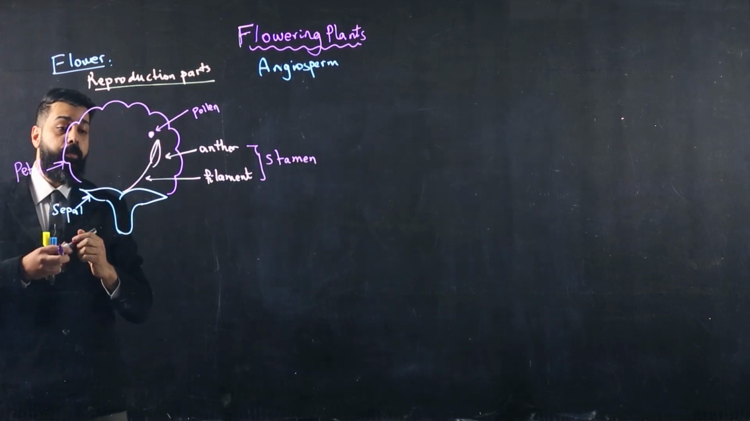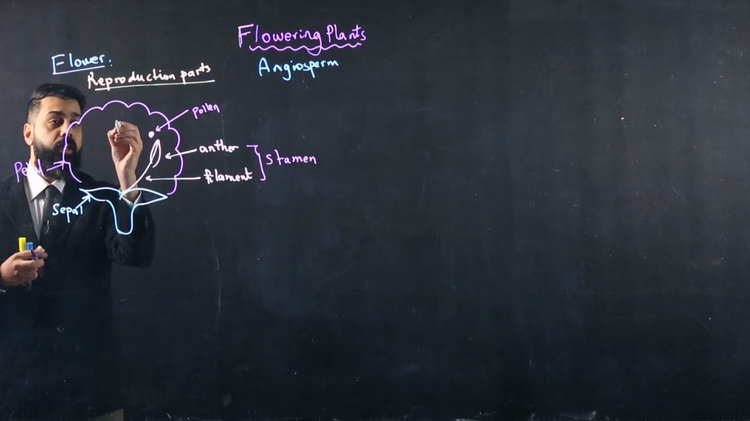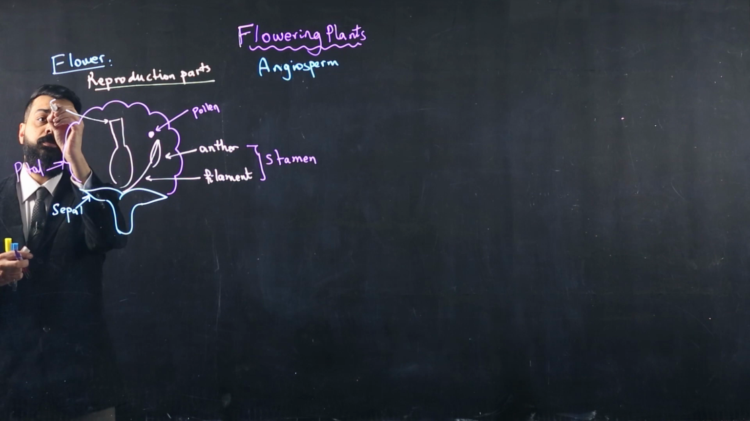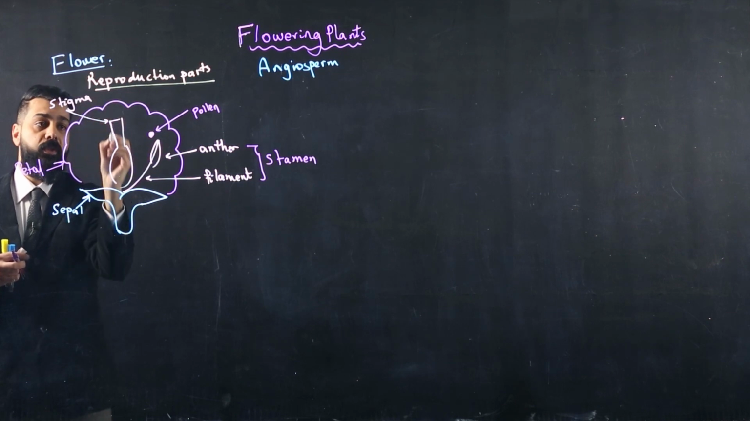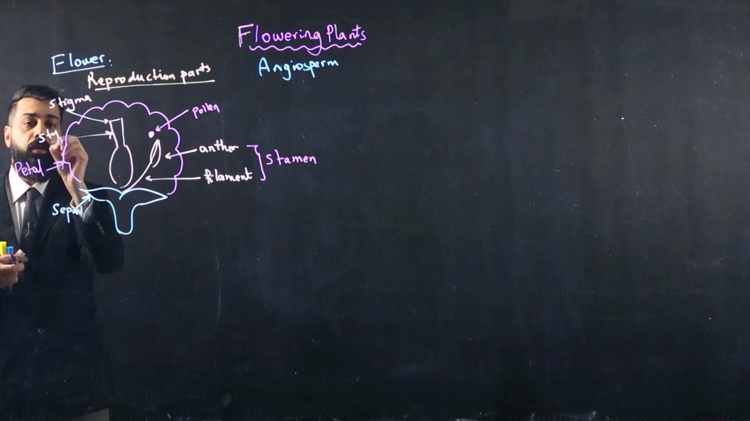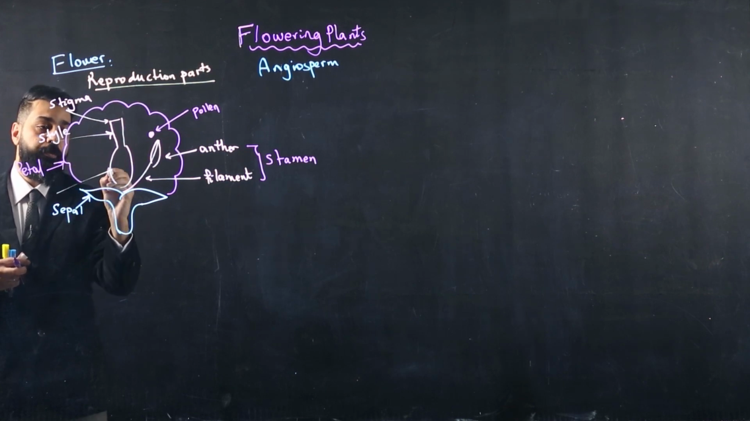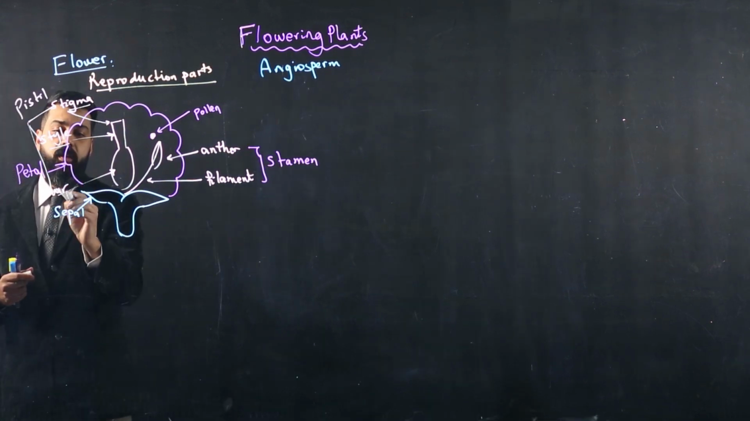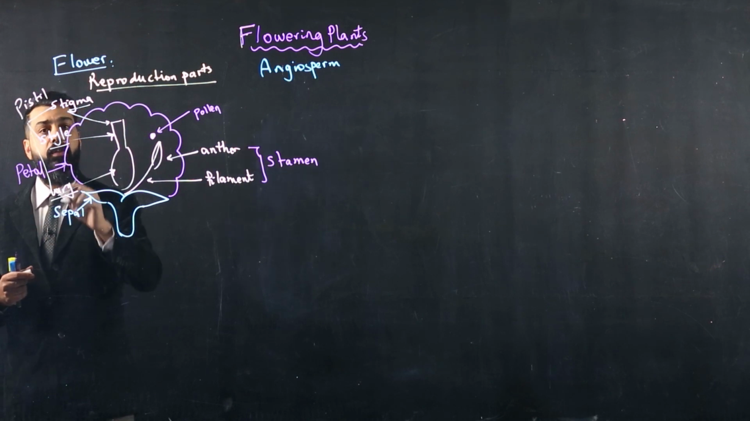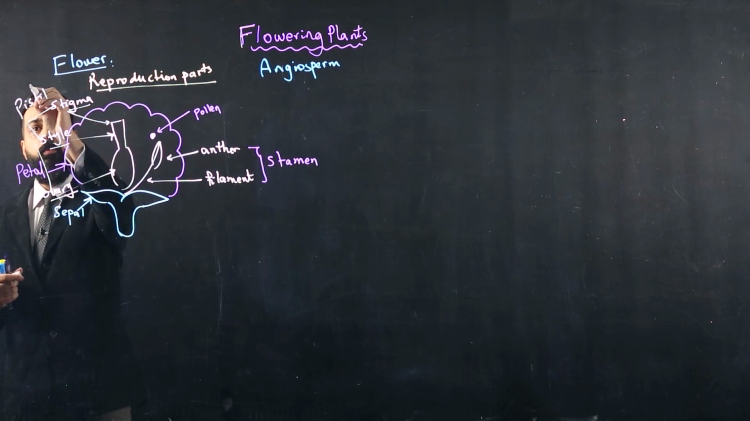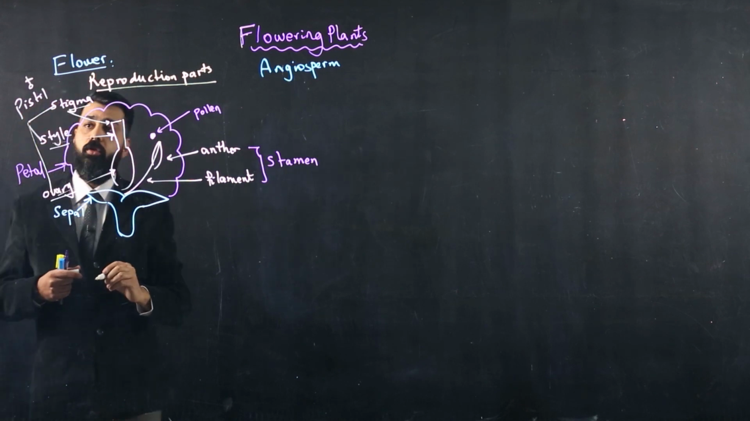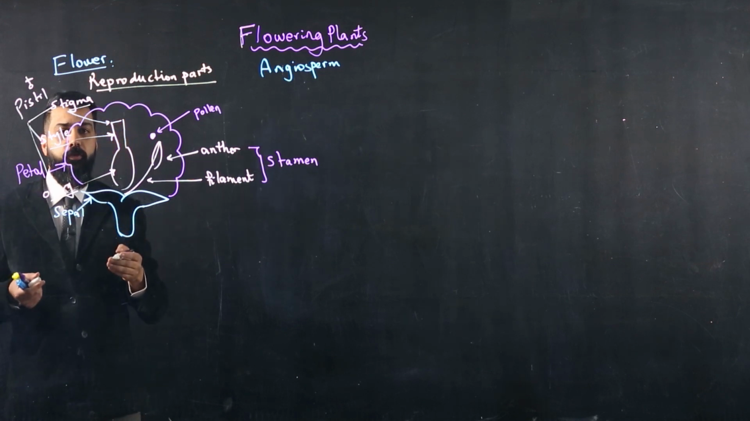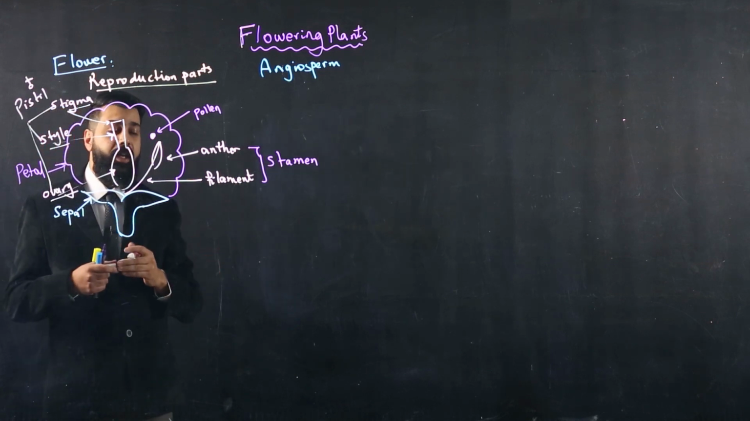If we go for the female reproductive part that may be present in the flower, it is divided into three parts: the stigma, the style, and the ovary. Together, stigma, style, and ovary form the female part of the flower that is called the pistil. These are the flower parts that are responsible for reproduction in the flowering plants.